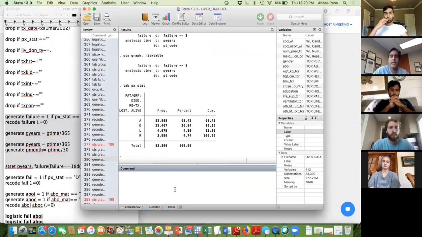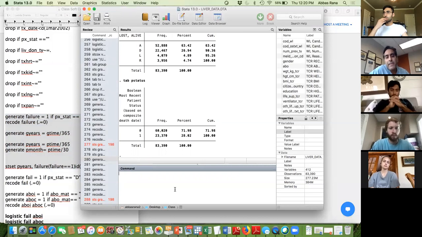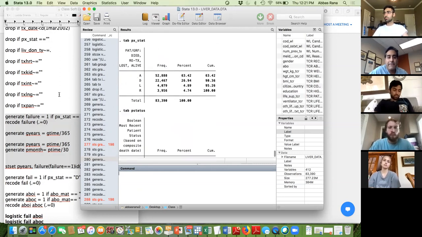Tahir, you may want to look at this also. There's also something called P status, which is a composite death date, which I think we should be using in the future, Tahir, because P status looks at linking to other sources for the death date, like Social Security death master files, various things. You can see that it's very similar, 22,000, 23,000, but it's a little bit better. This is only in the newer databases, so we should start to really focus on using P status instead of PX stat.